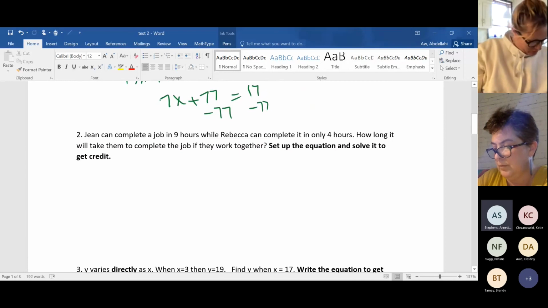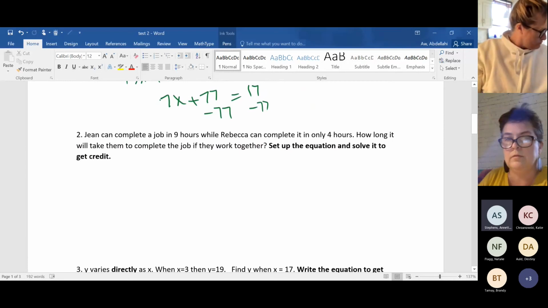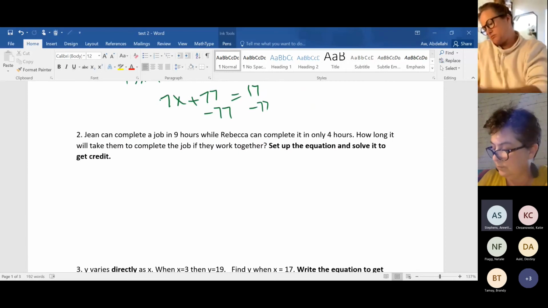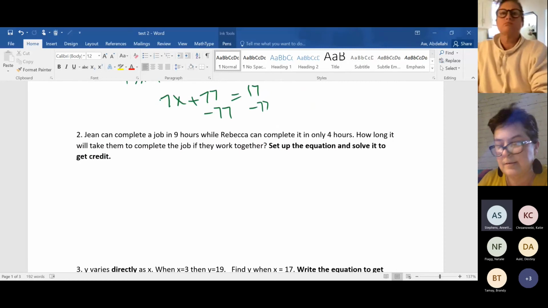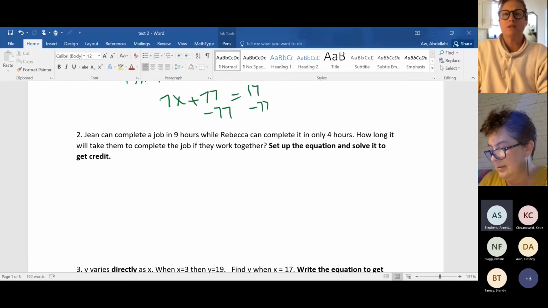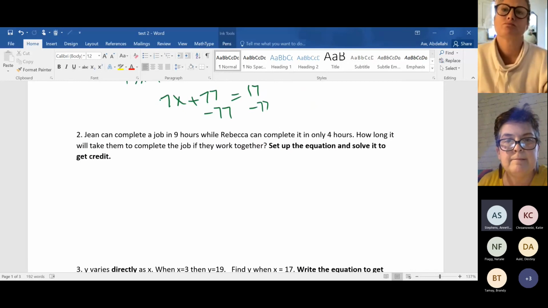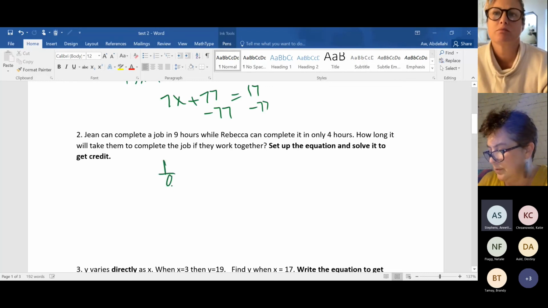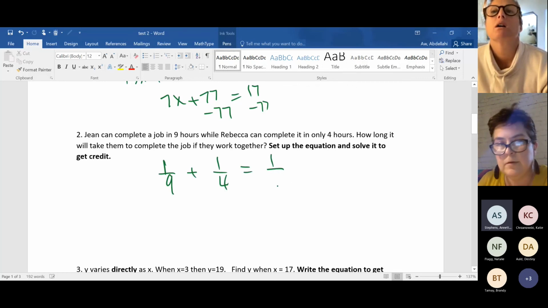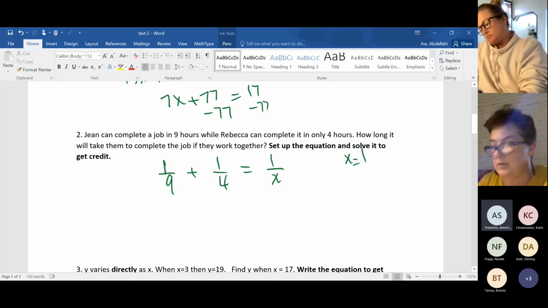John can complete a job in 9 hours. Rebecca only 4 hours. How long will it take them to complete the job if they work together? You can set up an equation and solve it. Do you remember what equation we set up for sharing the job? We make it a fraction, so 1/9 plus 1/4 equals 1 over x. Okay, x is the time they need.